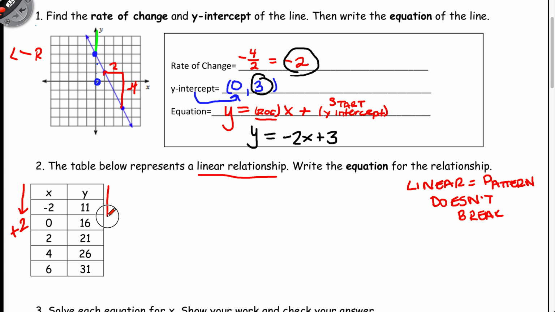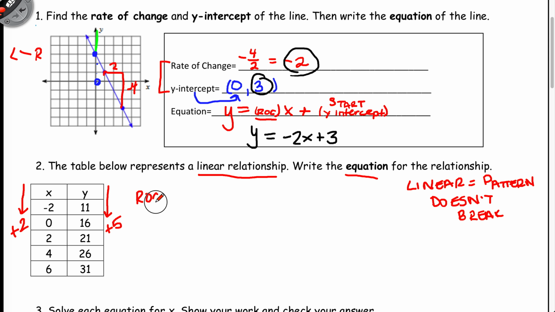Now looking down the y column, 11 to 16 is plus 5. 16 to 21 is plus 5. 21 to 26, I think it's pretty okay to say it's plus 5. Now, in order to write an equation, I have to have these two things. I have to have a rate of change and a y-intercept.